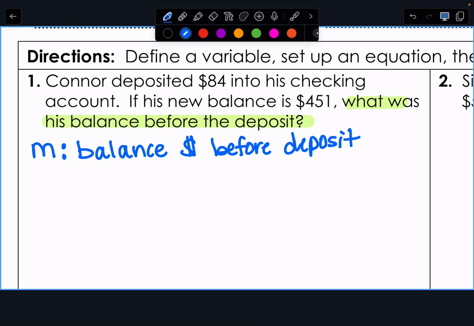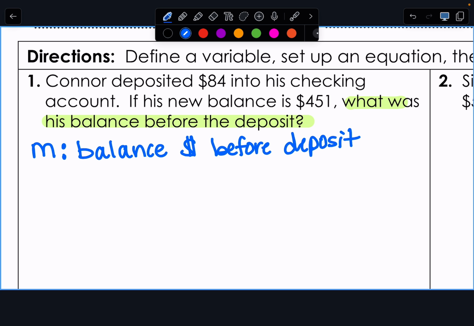Now, what operation is indicated by deposit? Okay, I hear add and I hear subtract. So let's think about this.